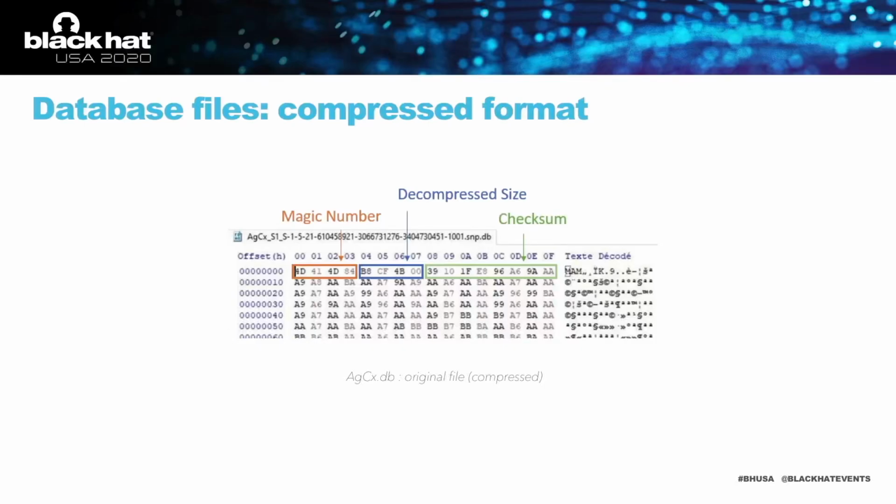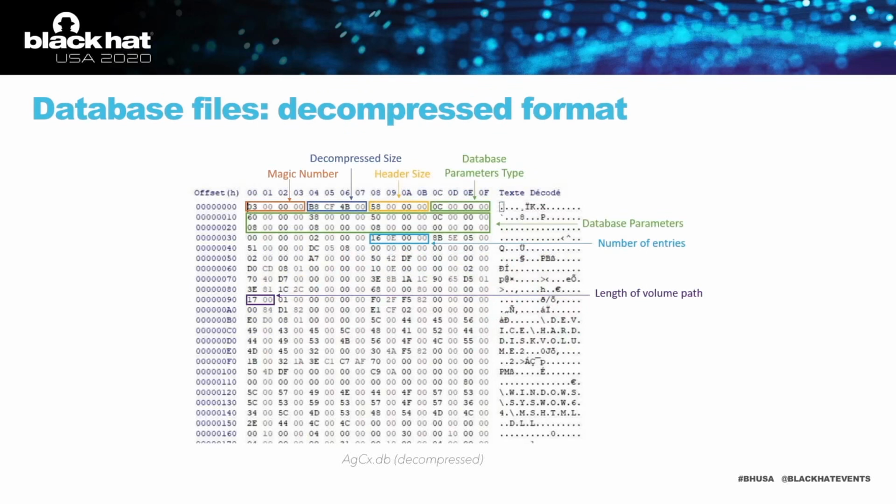Regarding the database itself, when you open it, you first see the compressed format. So this is a buffer with a magic number specific to Superfetch files, and then the decompressed size and the checksum to make sure there is no data corruption. When you decompress the buffer, you have much information. Among it, the most important is the header size, because the header size is useful to calculate offsets within the file. So without it, the offset calculation does not mean anything.